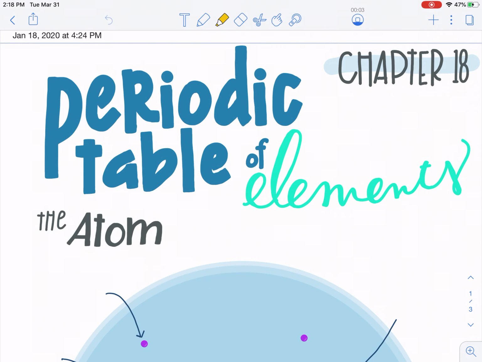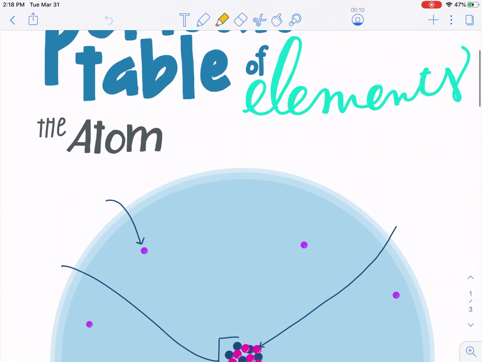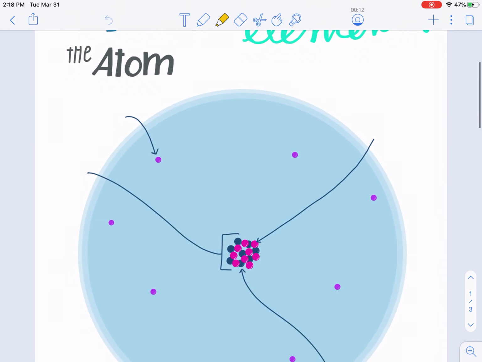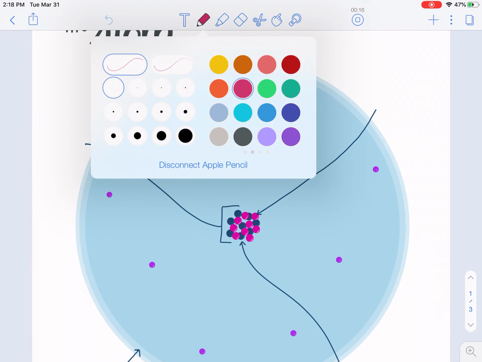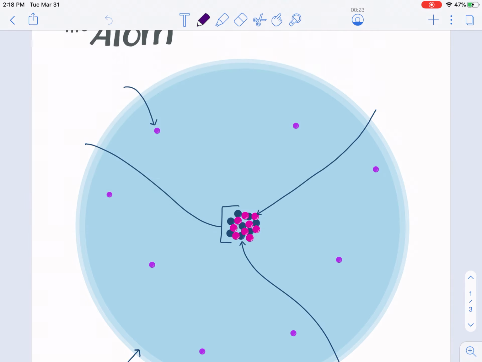Chapter 18, the periodic table of elements. The first thing we need to cover is the parts of an atom. And we have talked about these in the past. We are going to go into much more detail this chapter.